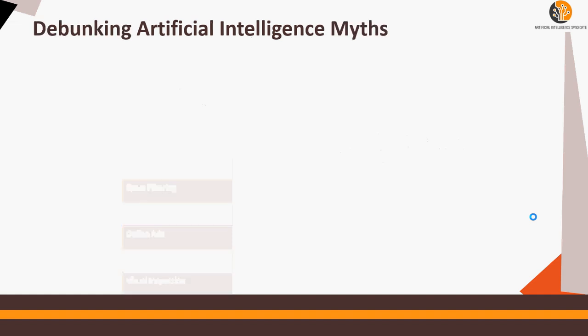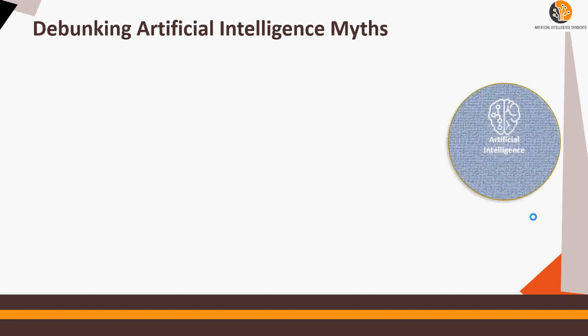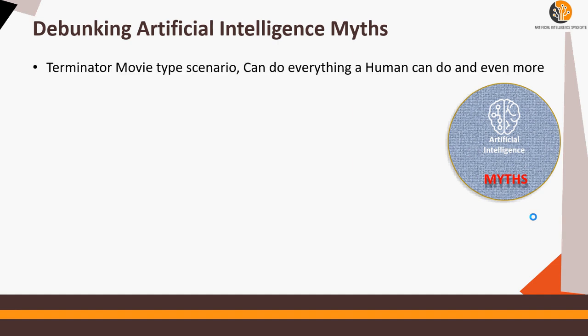So let's talk about some myths which are going around in the market. They are not true, 100%, right? So, artificial intelligence myths. The Terminator movie type scenario, can do everything a human can do or even more, does not exist. It does not exist today. And in the foreseeable future, let's say 20 to 40 years, it is also not going to be possible based on the current understanding of multiple scientists I have been talking to.